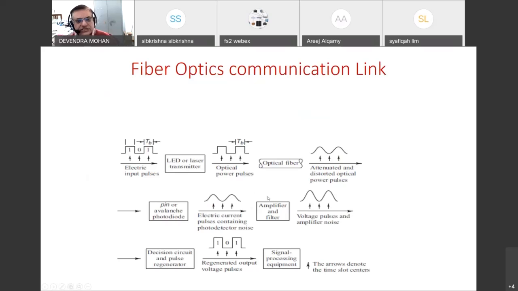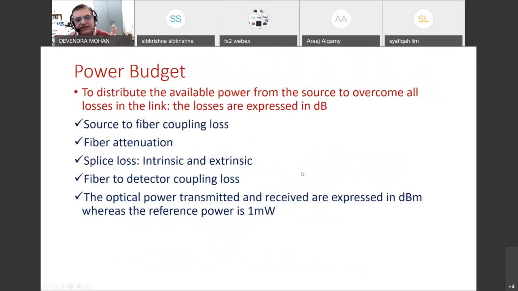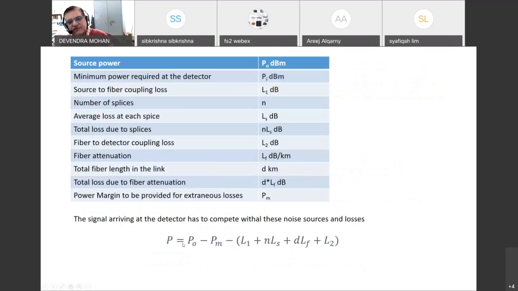So this is the communication link. I have told you that there are joints of the laser with the fiber and then the fiber with the detector. The fiber has the splicing. At every stage we have calculated the losses, and we have kept a margin of the power.